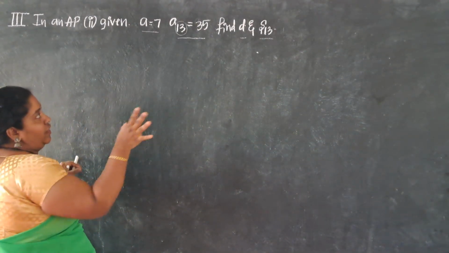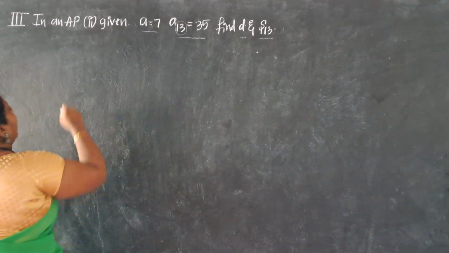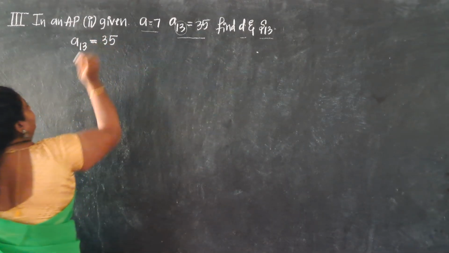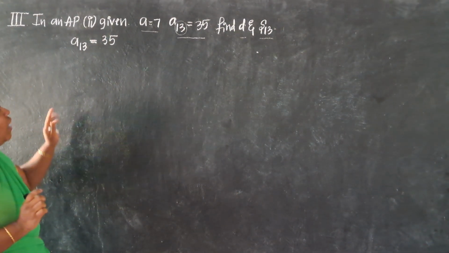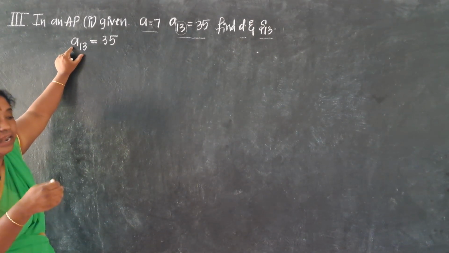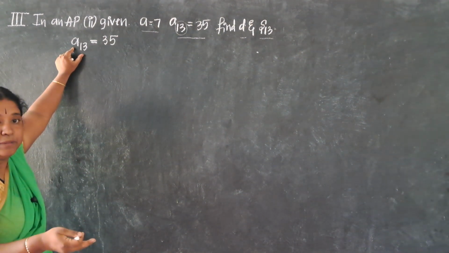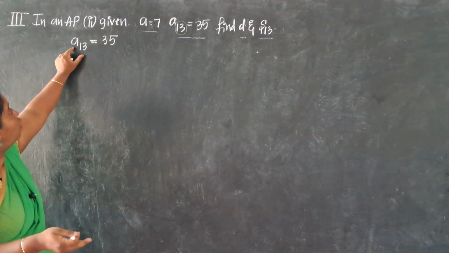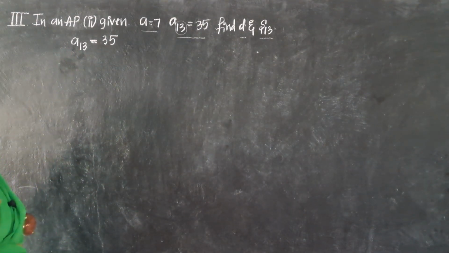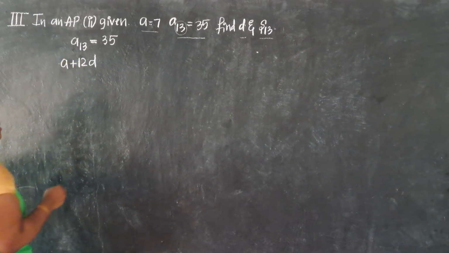Now, carefully understand the question. See, a13 has been provided. Now, the provided information is a13 is equal to 35. Understanding? So I have already told you how to write when the number is provided. Okay, I told you a10 can be written as a plus 9d. a50 can be written as a plus 49d. So likewise, a13 can be written as how much, dear? a plus 12d. Yes or no, dear?